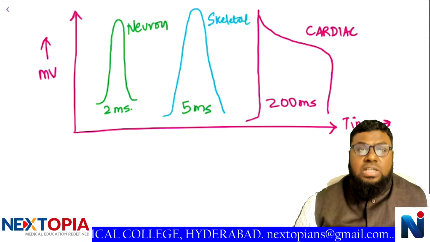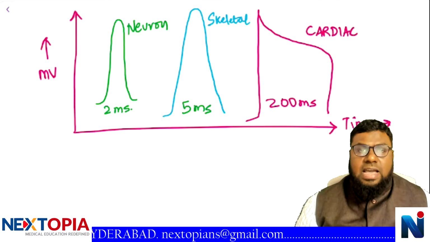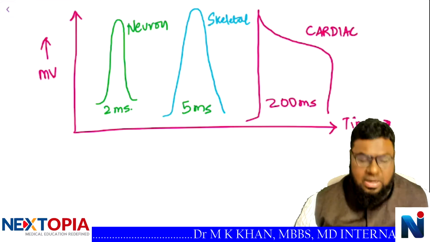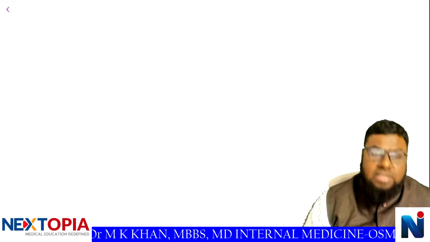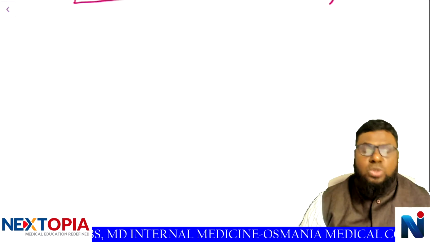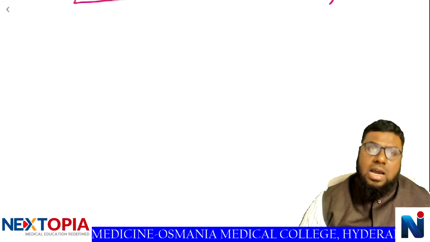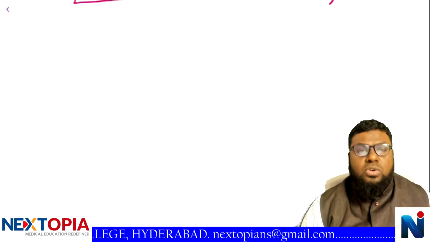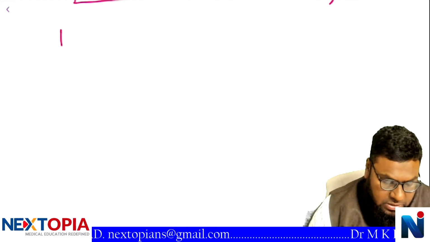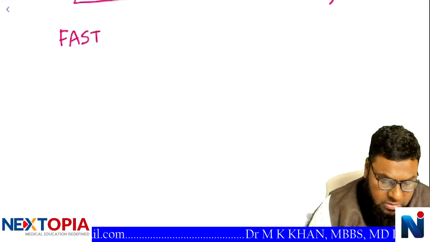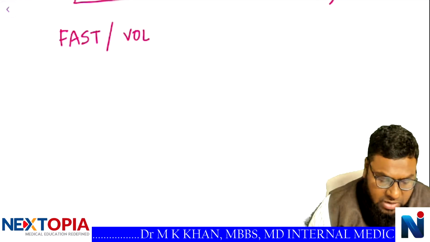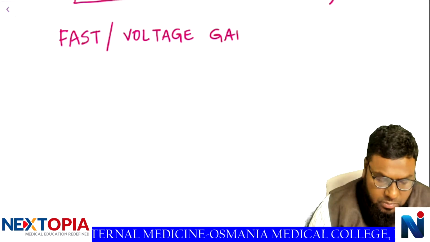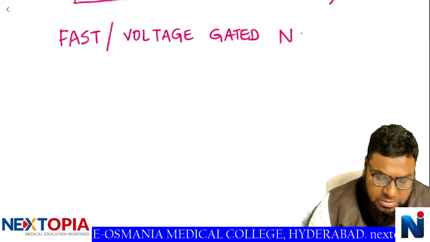It's happening because of the difference in the ion channels. I already told you what the different types of ion channels are, but we'll discuss in detail. There are fast channels and slow channels. There are voltage gated channels, ungated channels, ligand gated channels. So here we'll talk about voltage gated sodium channels, or fast channels. We have fast sodium channels, or voltage gated fast channels of sodium.